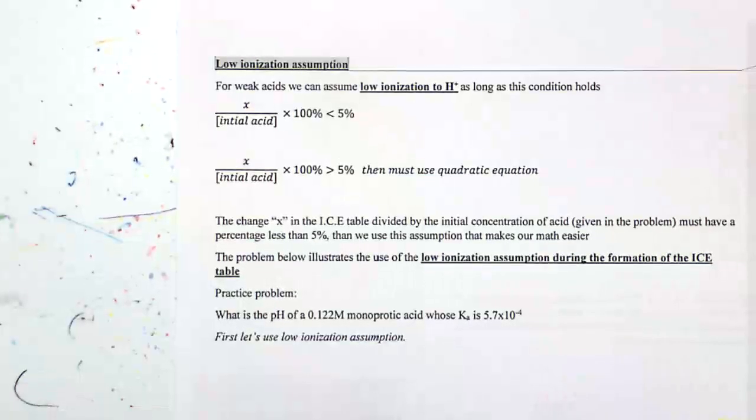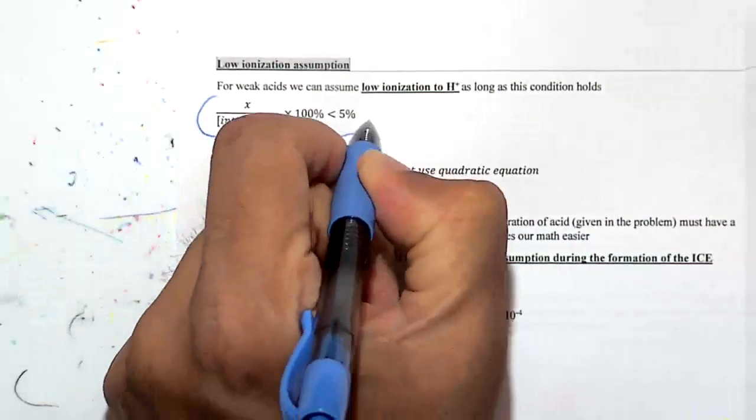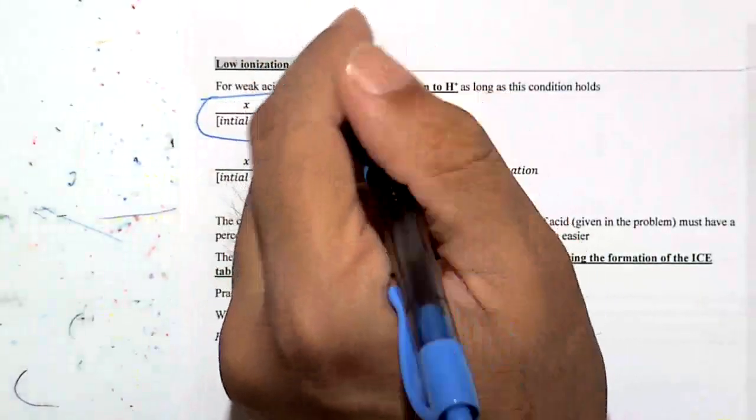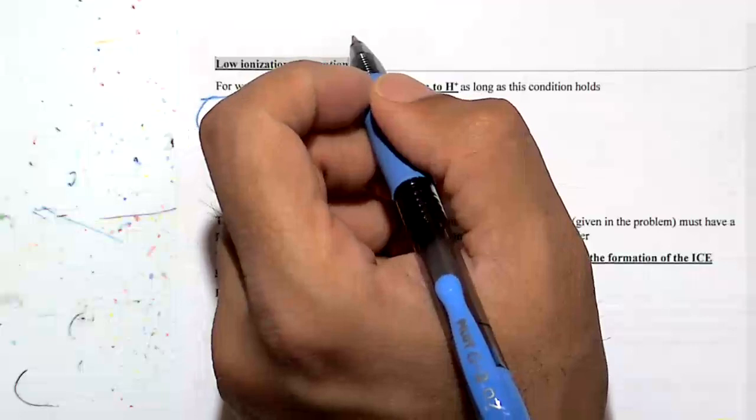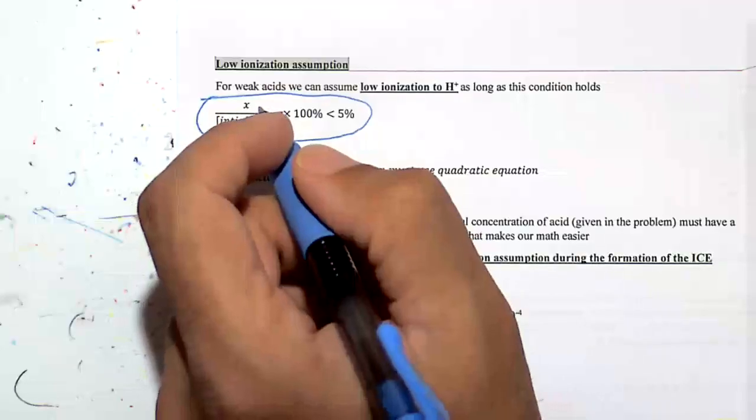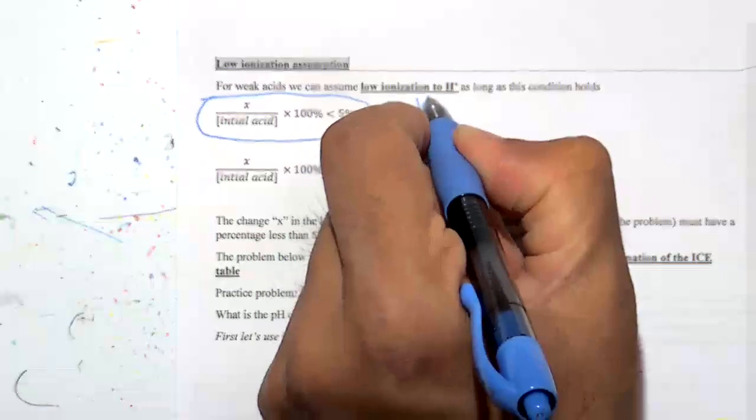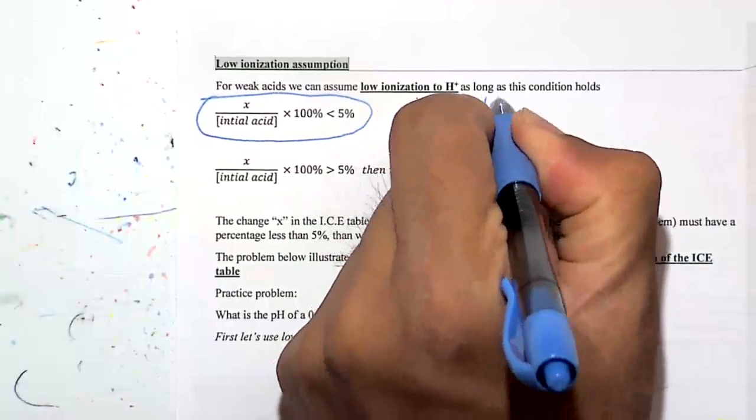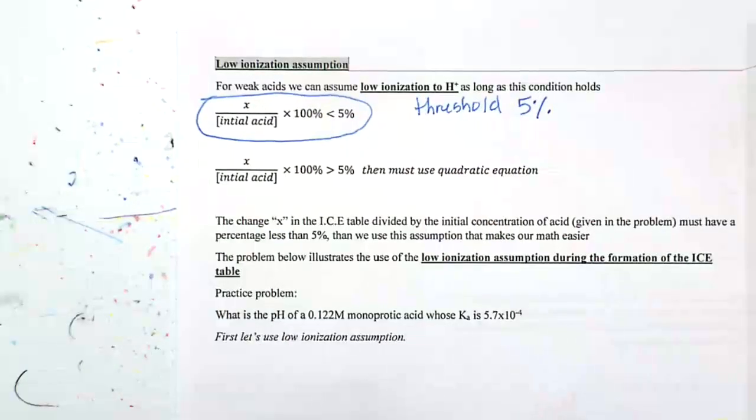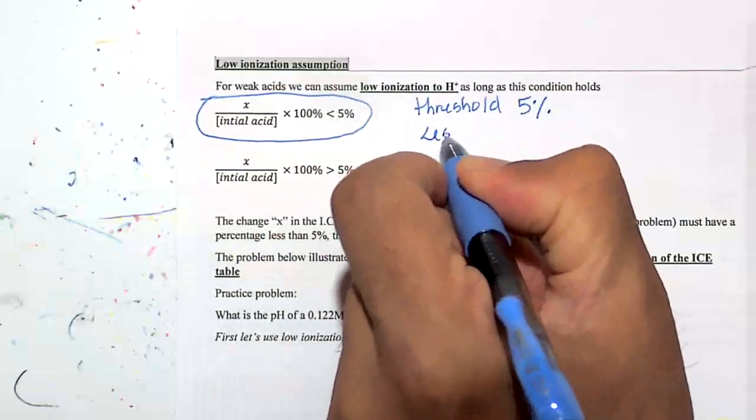All right, now let's talk about ice tables for weak acids. So we're going to do a lot of these in chapter 15 and chapter 16. So first thing I want to tell you is this. We're not going to have the quadratic, but there are situations where you may need to use the quadratic. And when you use the quadratic or not is dependent on what's called the low ionization assumption. So the threshold is 5%. Less than 5% ionization, you can use this assumption.